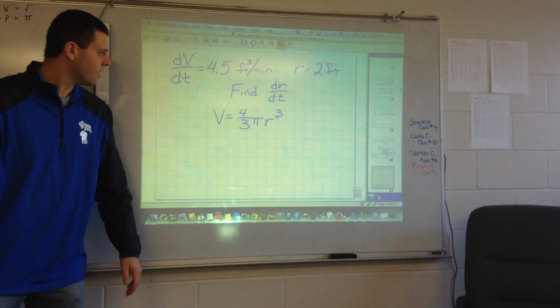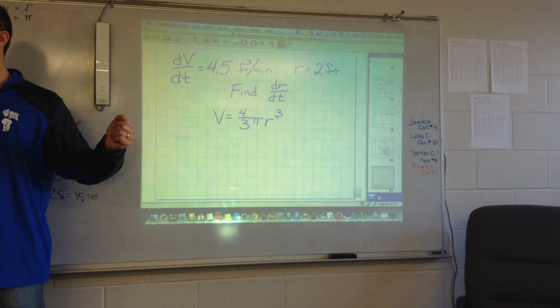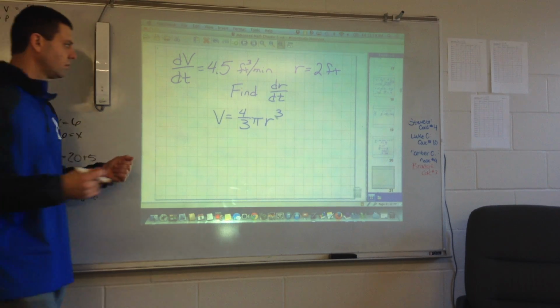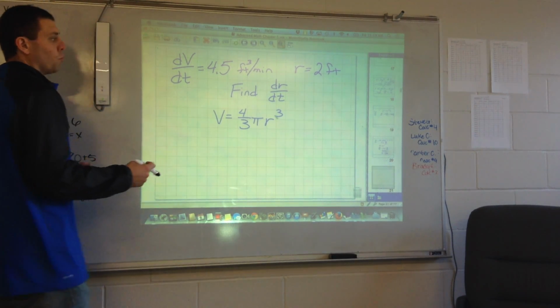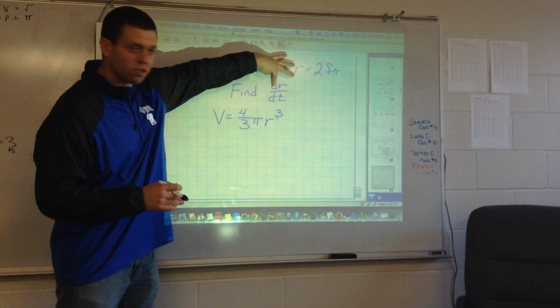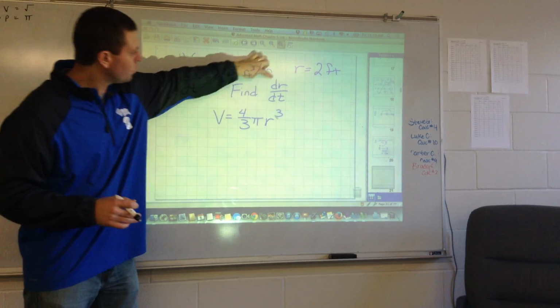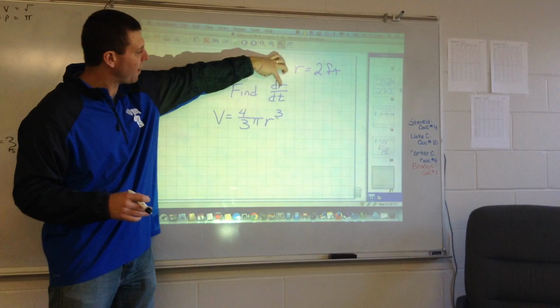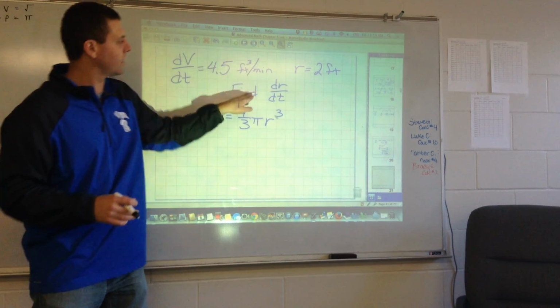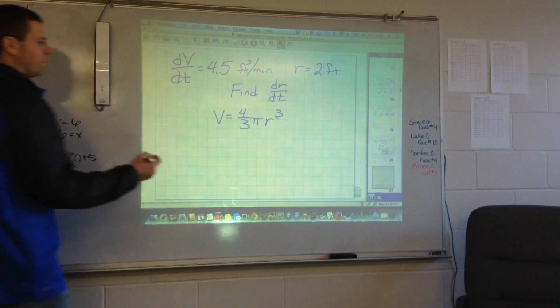All right, what are we gonna do now? Derivative with respect to t. We're gonna differentiate both sides with respect to t because we're trying to find the change in the radius with respect to time. Trying to get you in the habit of, when you see this, understanding it means how fast the radius is changing with respect to how fast the time is changing. Okay? So we're going to differentiate both sides with respect to t.